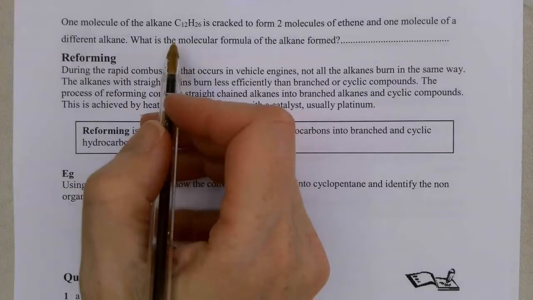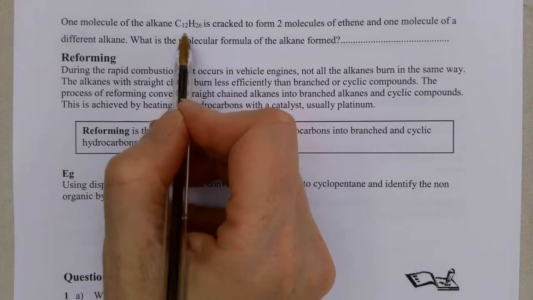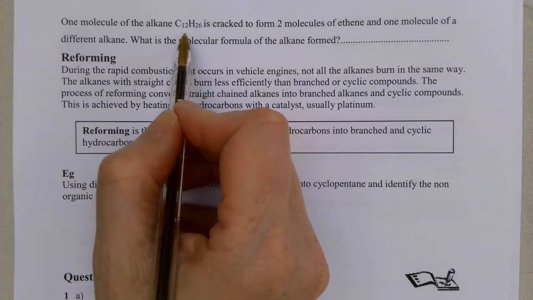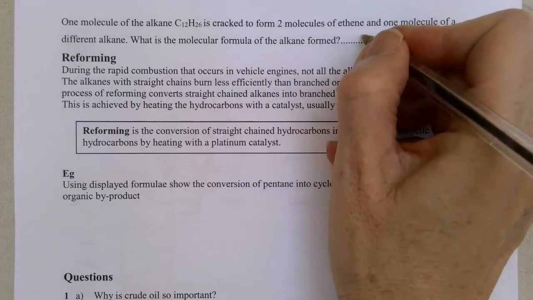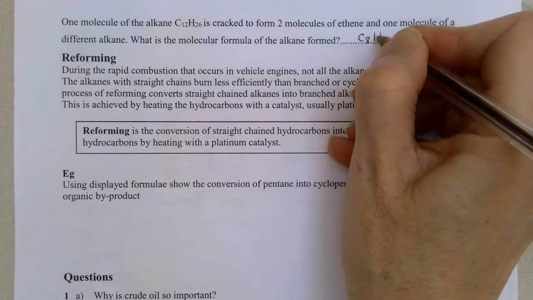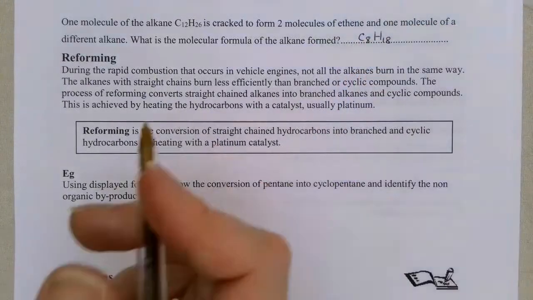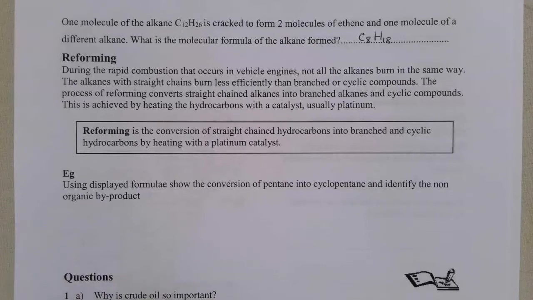So for example, we could crack the large molecule C12H26, which would make 2 molecules of ethene and 1 molecule of C8H18. So cracked it to form 3 smaller molecules.